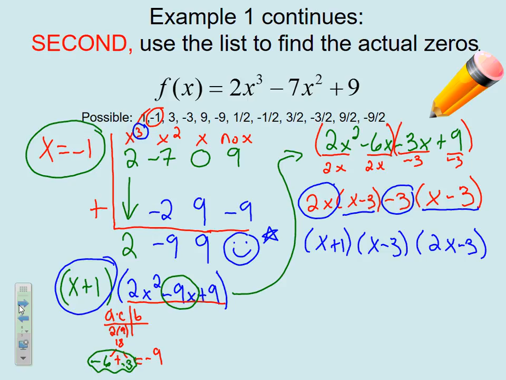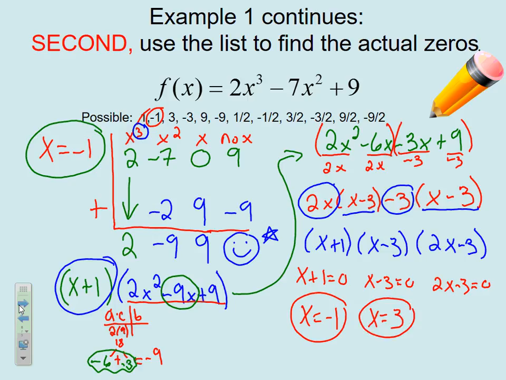Once we get here, we have our factors. Now I want to find our zeros or solutions or x-intercepts, whatever you want to call them. All those three names mean the same thing. So we're going to set all of these three to 0. So I have x plus 1 equals 0, x minus 3 equals 0, 2x minus 3 equals 0. So I'm going to get x equals negative 1. That's the one we used. I'm going to get x equals 3. And this one I'm going to solve.